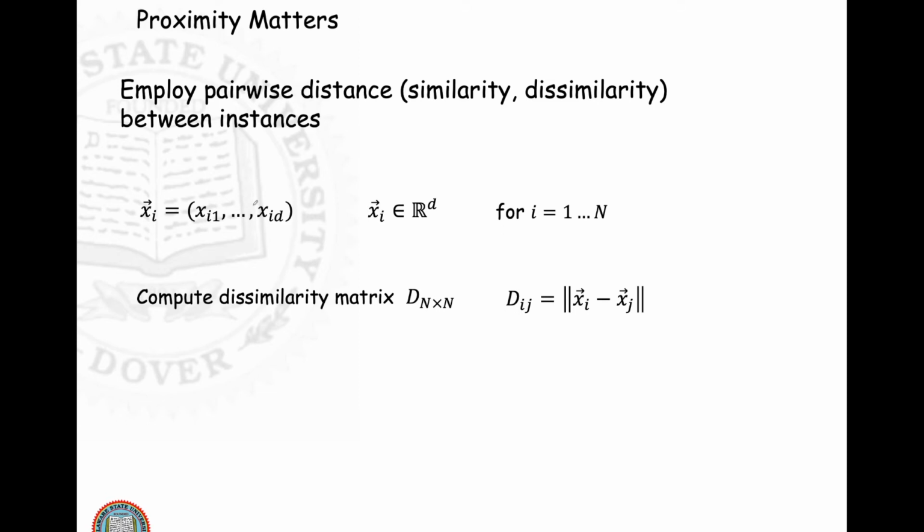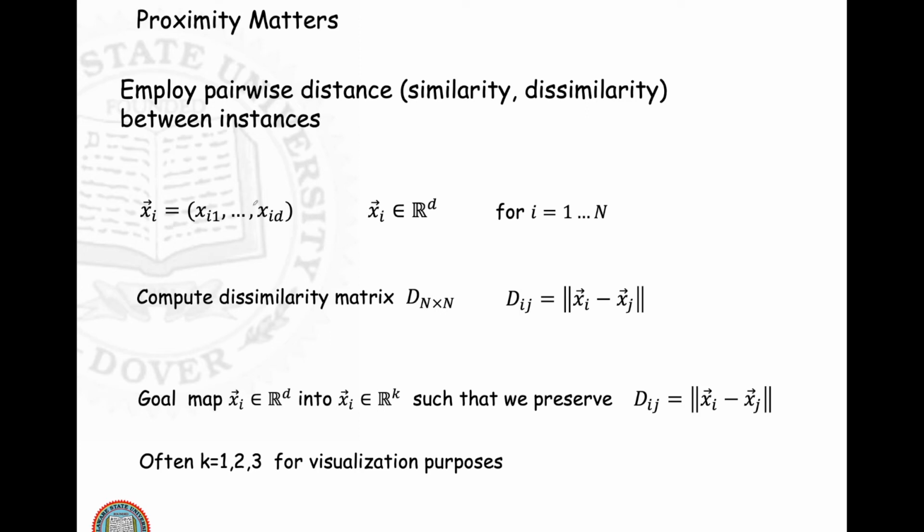So now we're going to compute a dissimilarity matrix. And in this case, we're going to use the L2 norm, or the magnitude of the difference pairwise between the ith vector and the jth vector describing the ith data item and the jth data item. So we compute this dissimilarity matrix, and because we have n many data points, this dissimilarity matrix is going to have n rows and n columns, so this dissimilarity matrix, or similarity matrix, is going to be of size n by n.